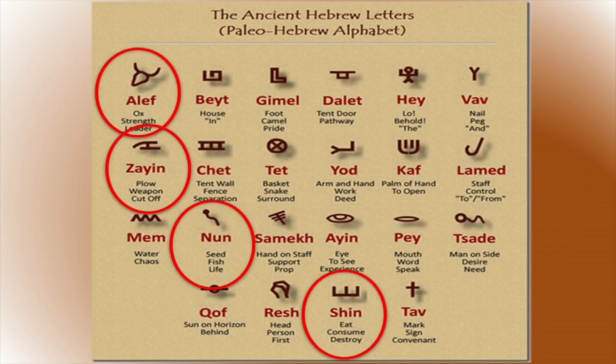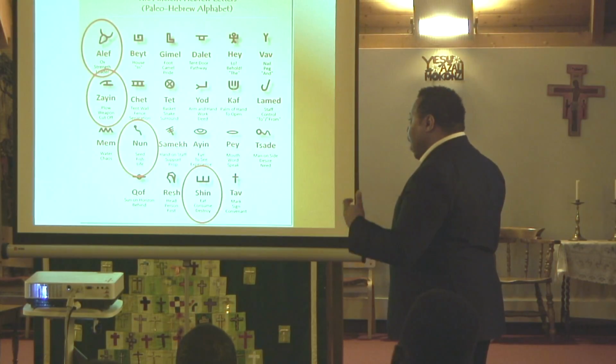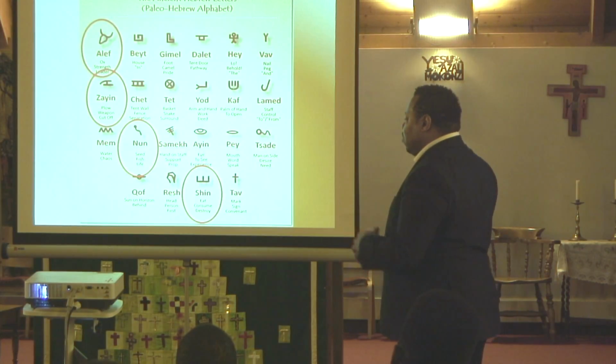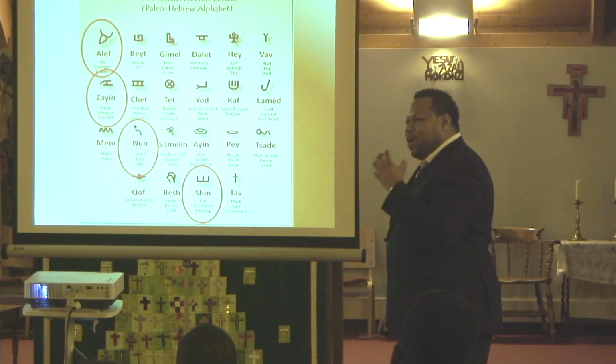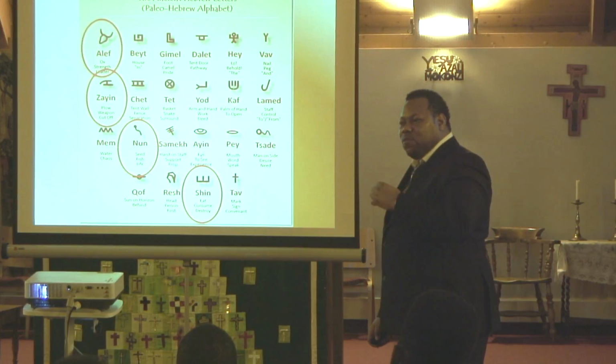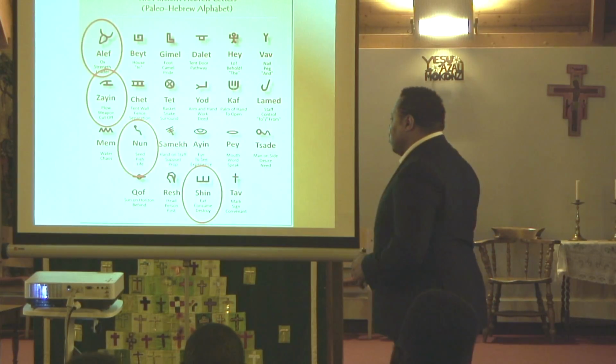You're looking at it from its paleo-Hebrew context. Now we should be going from right to left, but we're going to go from left to right, and this is how this chart is done. There's your Aleph, the symbol of the ox, strength of the leader. Seventh letter, Zayin, which would be a sword or a weapon, plow or weapon to cut off. Then the Nun would be the symbol of the sea or a fish, symbolizing life. Then the Shin, that in its paleo-Hebrew form, looks like teeth. And what do you do with teeth? You chew, you mash down, you break down, restore the food so you consume it. So to eat, to consume, or destroy, that's what the Shin symbolizes.